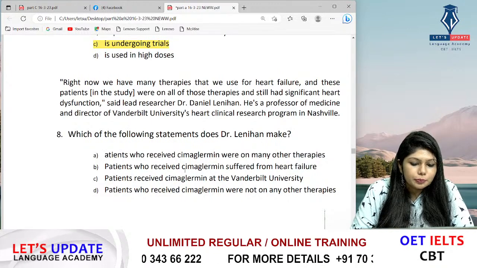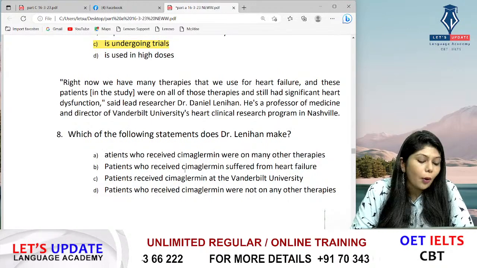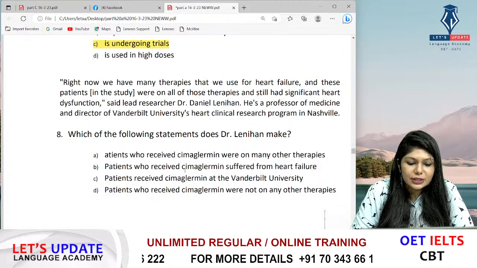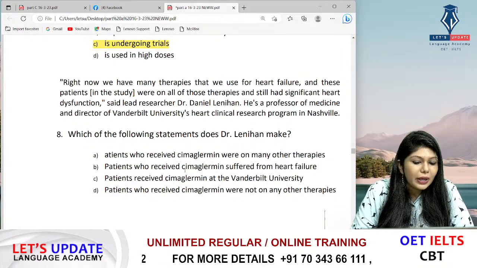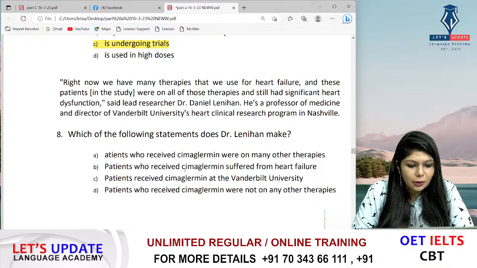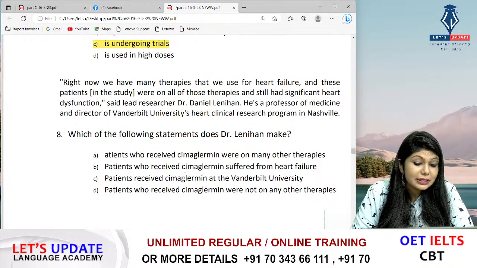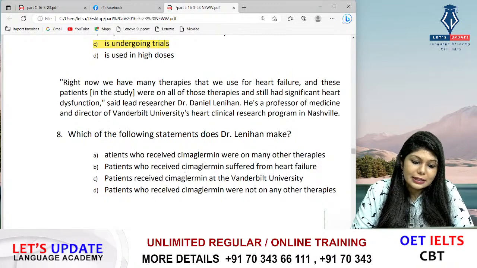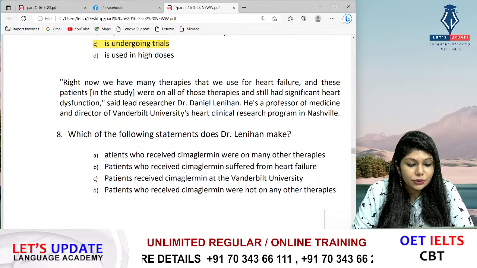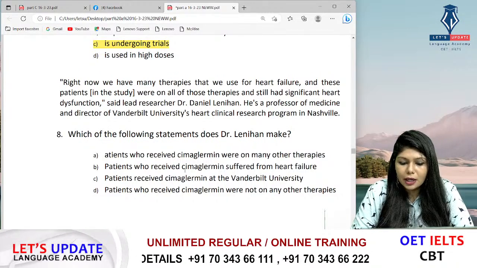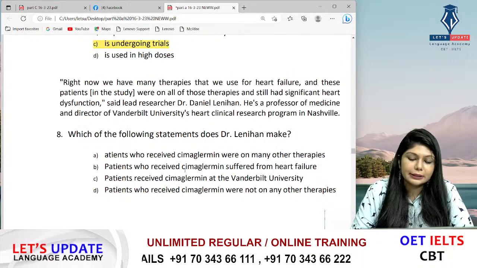Yeah, so let's look at the options. Option A says patients who received semaglutide were on many other therapies. Option B, patients who received semaglutide suffered from heart failure. Then C, patients received it at the Vanderbilt University. And D, patients who received it were not on any other therapies.